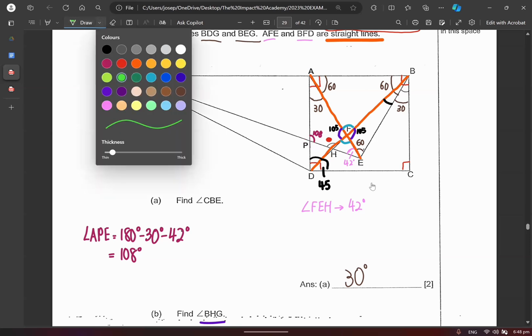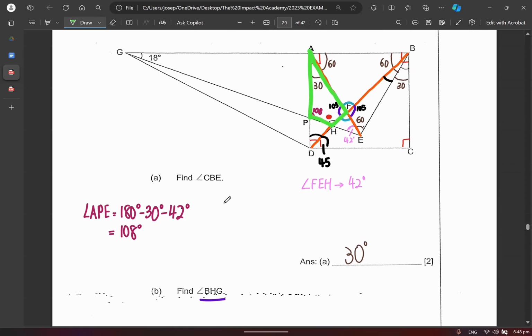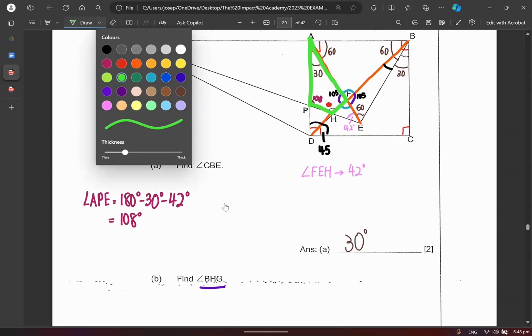I'm going to use green color. I'm going to outline my quadrilateral here, I apologize. Can you see my quadrilateral? Yeah. Okay, we don't know what shape this is. Is it trapezium, parallelogram, rhombus?